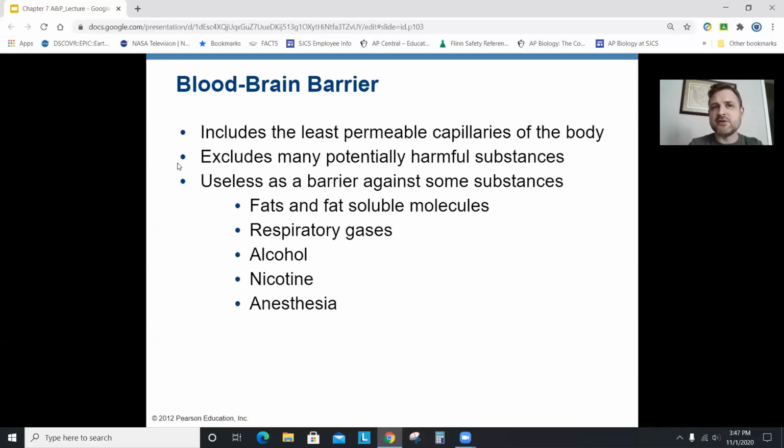After you've eaten a meal, your blood sugar fluctuates big time because you just ate. If your brain cells, your neurons' glucose levels fluctuated that much, your brain will just go crazy.